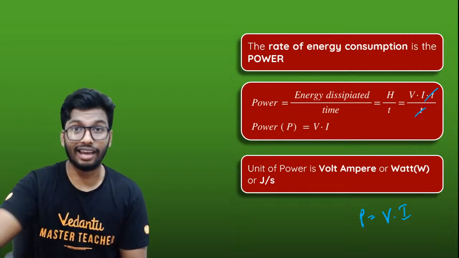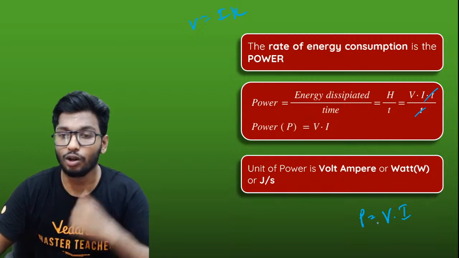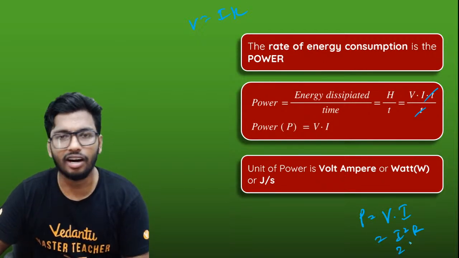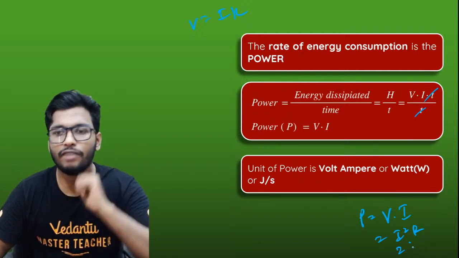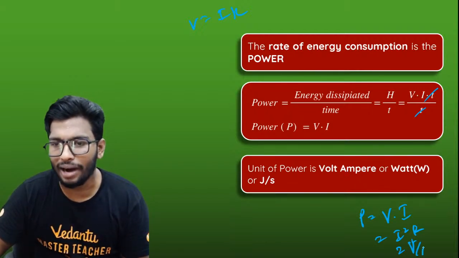Another formula for this, again, rearrange the equation. Once again, V is equal to I into R. So you can also write it as I square into R. You can also write this as, in place of I, if I substitute V by R, what will I get? We'll get V square by R.